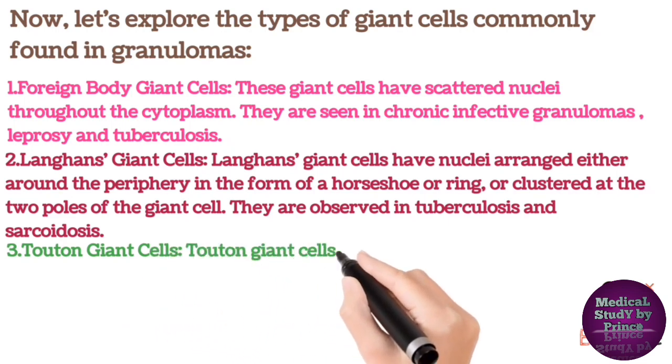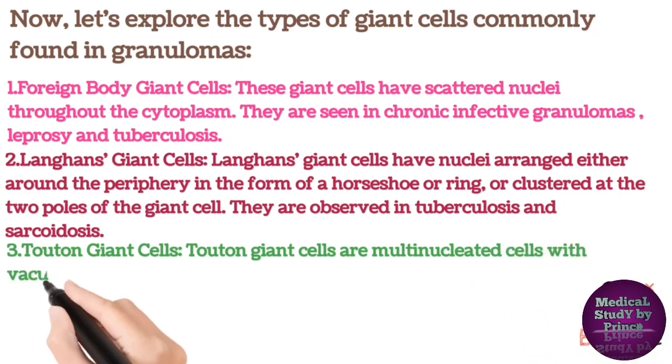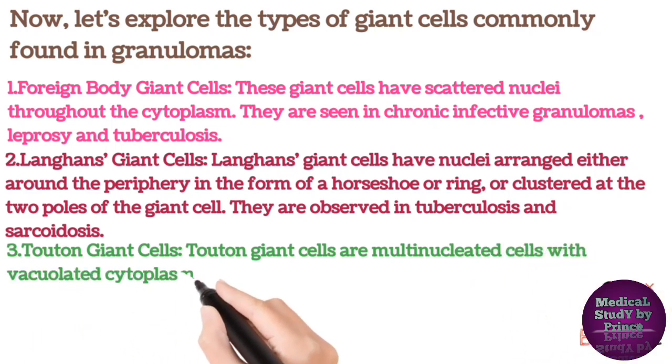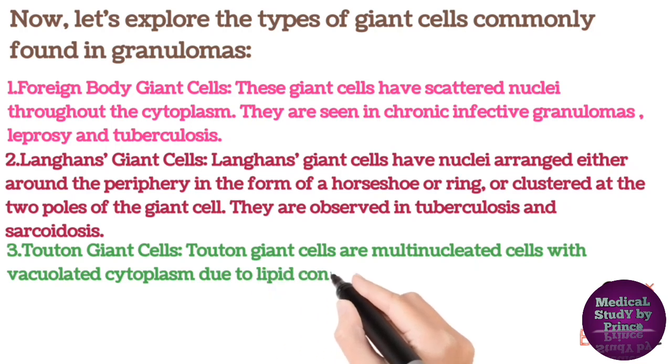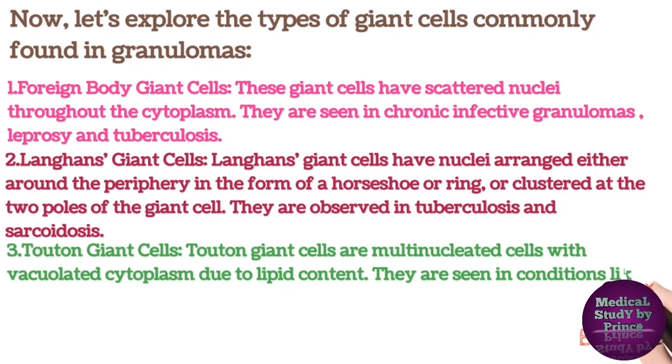Third is Touton giant cells. Touton giant cells are multinucleated cells with vacuolated cytoplasm due to lipid content. They are seen in conditions like xanthoma.